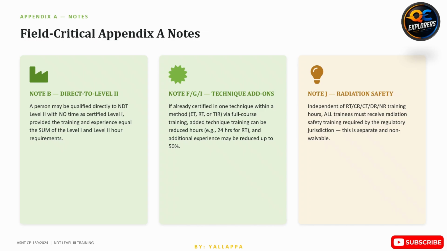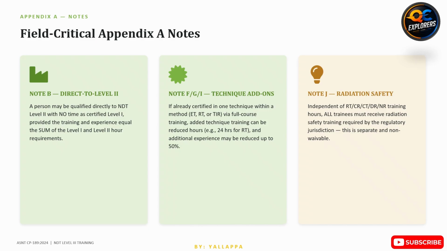Now that we've completed the training and experience tables in Appendix A, it's important not to overlook the notes that follow. Many candidates spend a great deal of time memorizing the qualification hours, but ignore these notes. In reality, these notes contain important rules that explain how the requirements should be applied in practical situations. They are also common sources of examination questions and audit findings. Let's begin with Note B, which addresses direct to Level II certification.